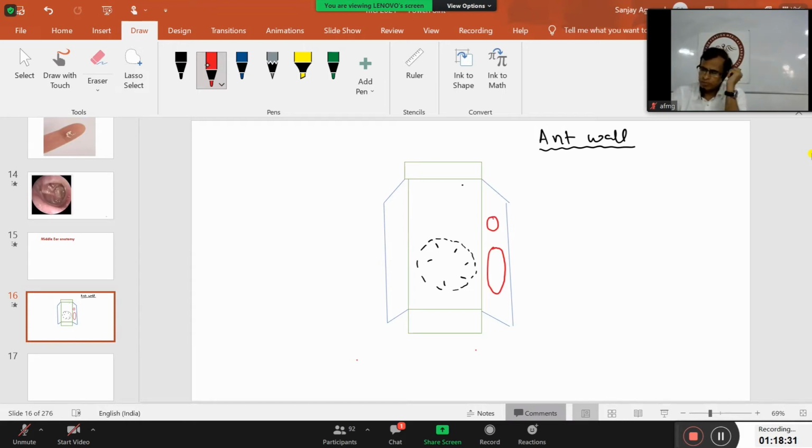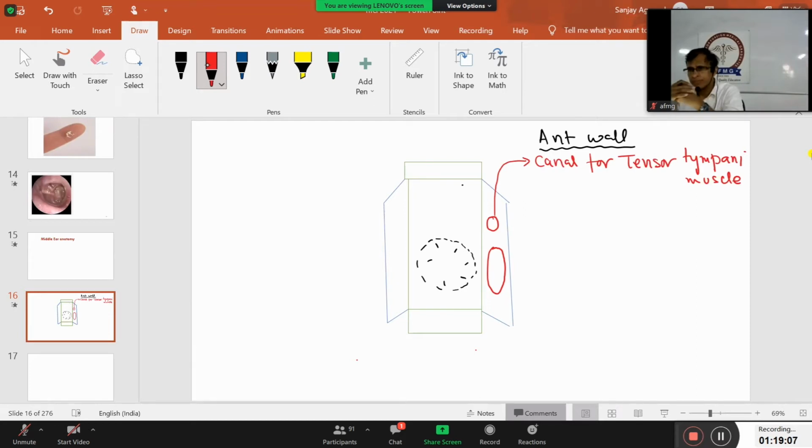The small opening is called canal for tensor tympani muscle. And from the name you understand the function of this canal. What do you understand from the name? A muscle is there which is coming in through the canal in the ear. What is the name of the muscle? Tensor. So remember this muscle in the middle ear is called tensor.